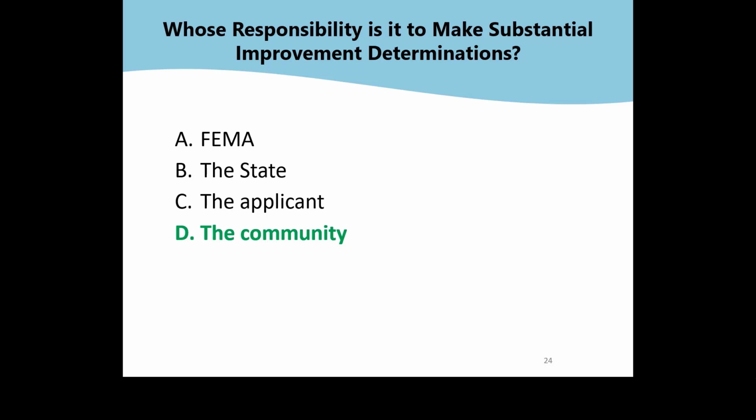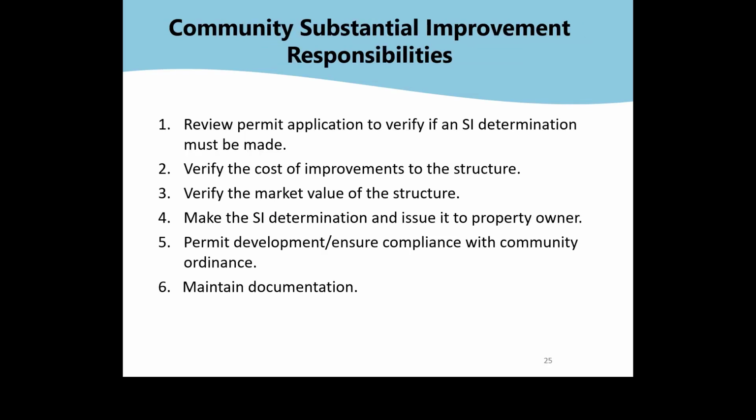We certainly know that they're not easy sometimes to make, and it can be difficult on the property owner, but they are in the interest of safety. This slide shows a summary of the 6 main steps that are involved in making a community substantial improvement determination, and I'm going to be going through each of these in more detail following this.